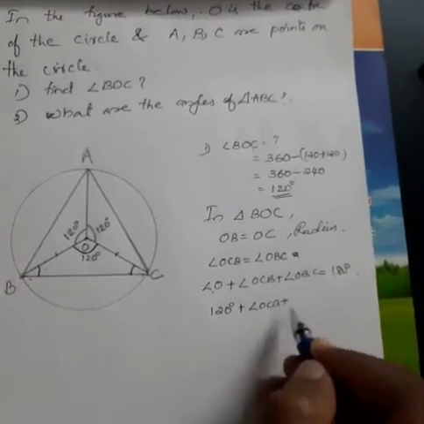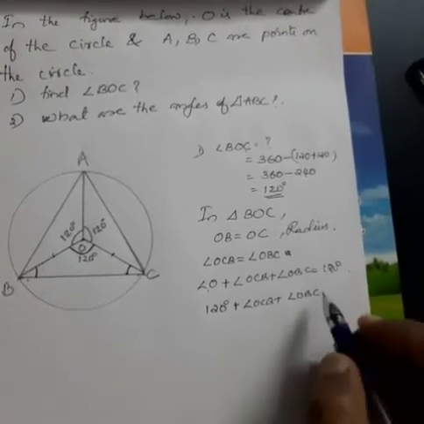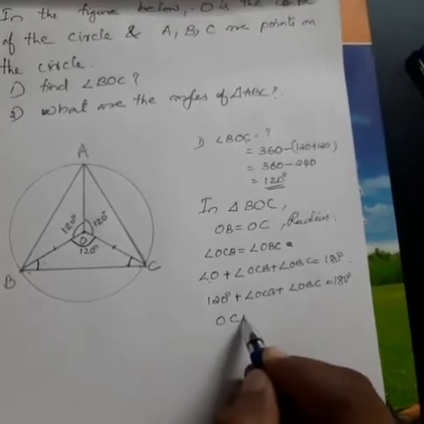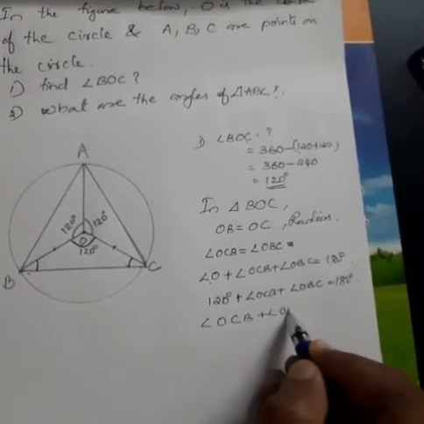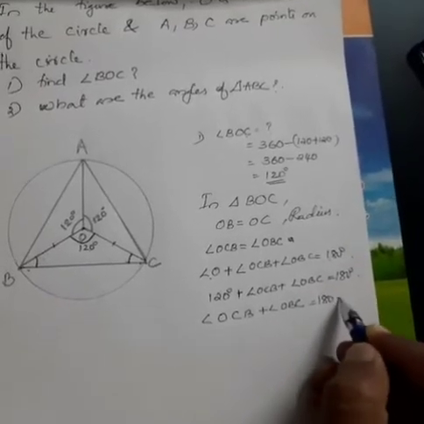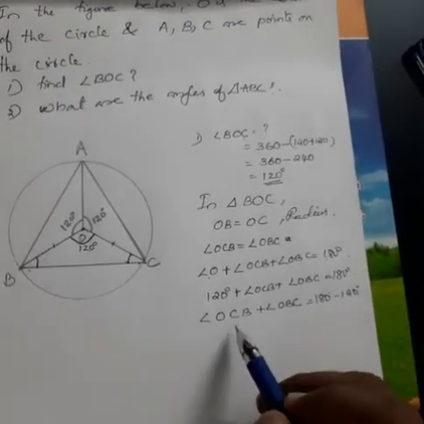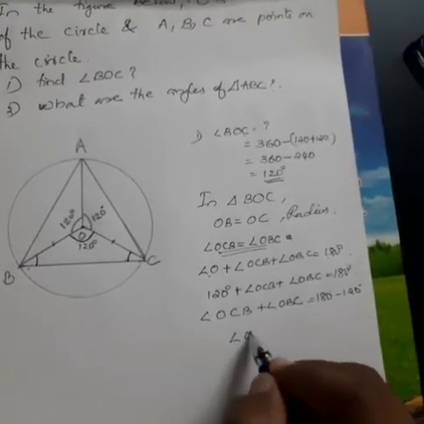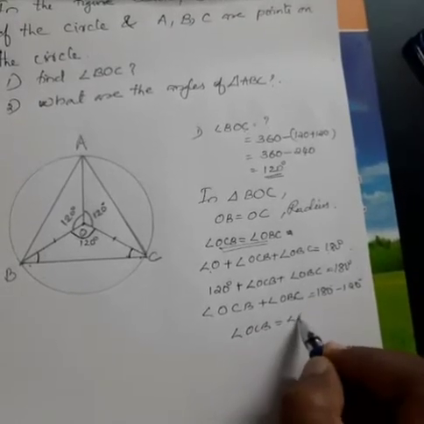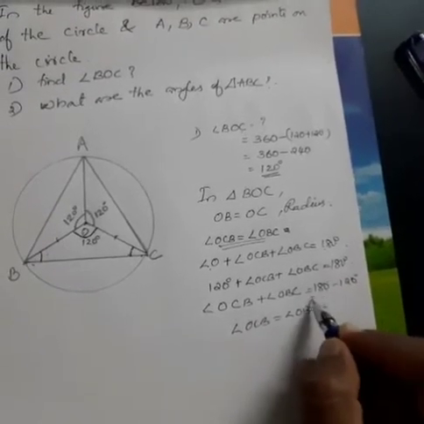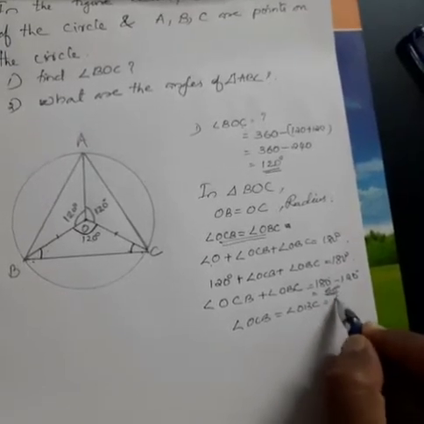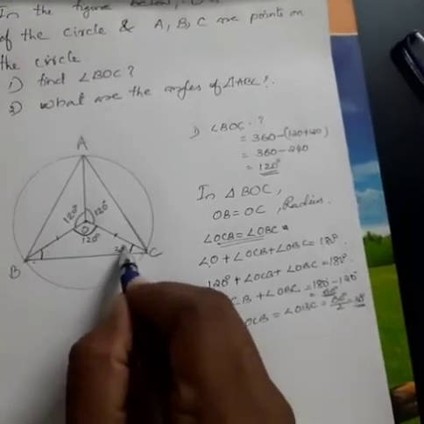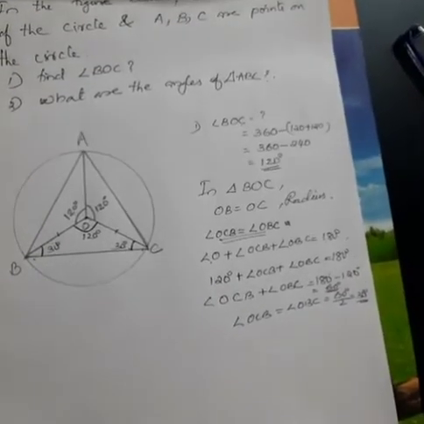Angle OCB plus angle OBC is equal to 180 degrees. What about angle OCB plus angle OBC? It is 180 minus 120. And we already studied these two angles are equal. So angle OCB equals angle OBC equals, this is how much? 60 degrees. So 60 by 2, it is 30 degrees. So these two angles are 30 degrees each.